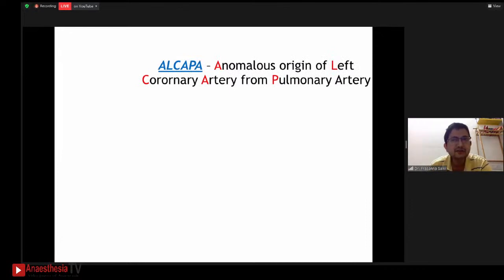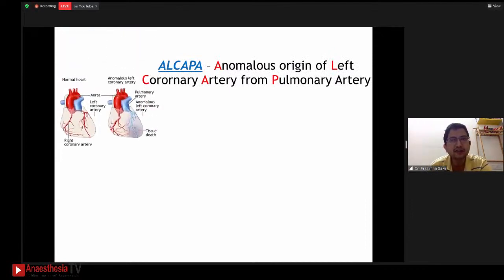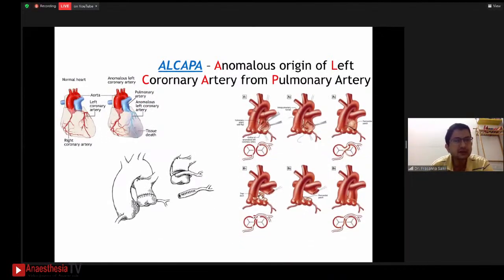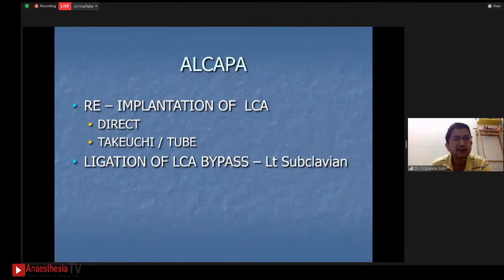One more interesting case is where we have done an ALCAPA, that is the origin of the left coronary artery from the pulmonary artery. In these cases, because the coronary artery is arising from the pulmonary artery, these kids have a very reduced ejection fraction, maybe just around 10 to 20%. And the usual procedure we do is the reimplantation of the left main coronary artery and the ligation of this.